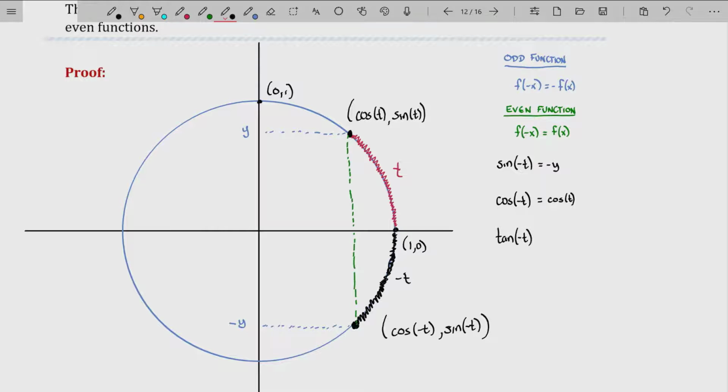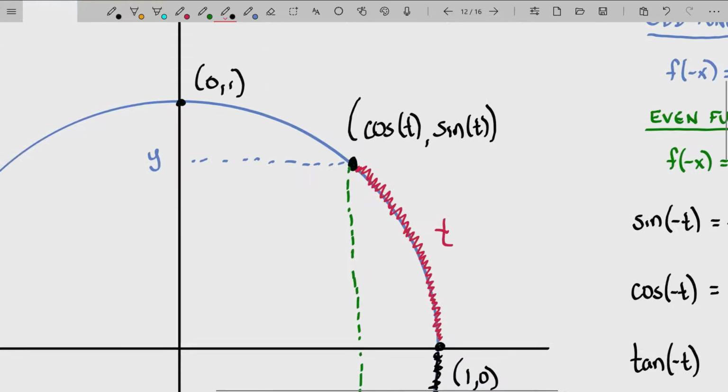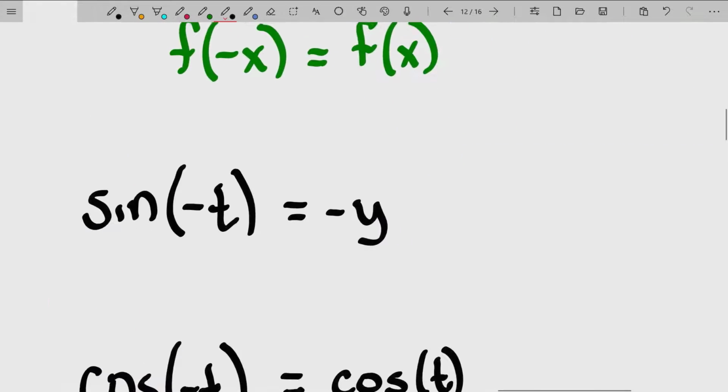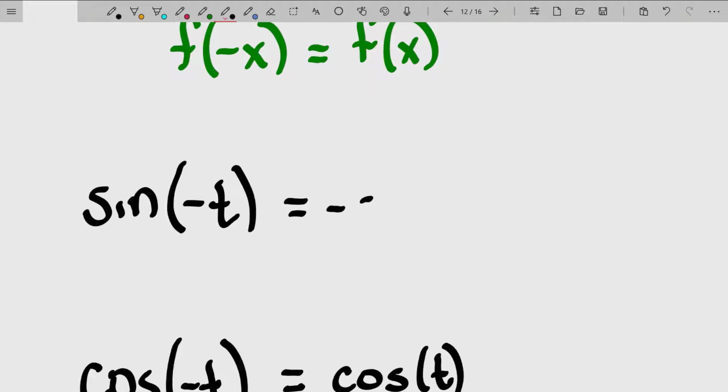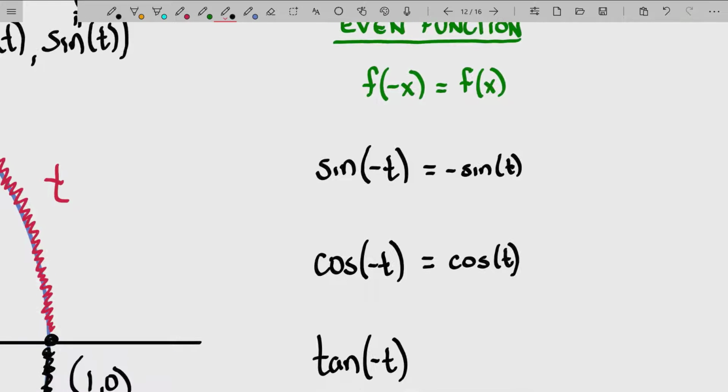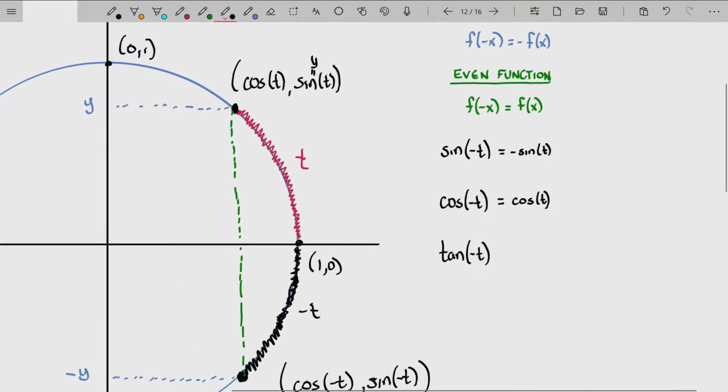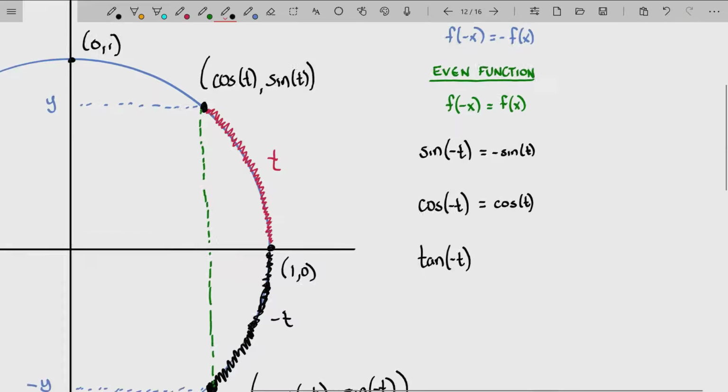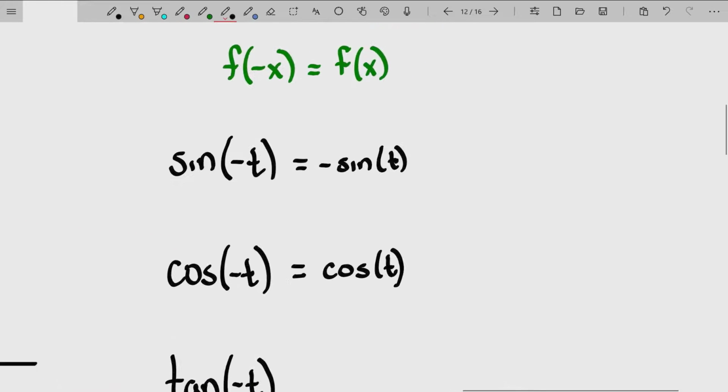Oh wait, what did I just say? Sine of t is equal to y? Okay, well if sine of t is equal to y, then I'll just replace that y with the sine of t. And you can see it right there. Sine of negative t is negative sine of t, therefore sine is odd. So this is a little bit of a hand-wavy proof, but not terrible actually. This is pretty rigorous.